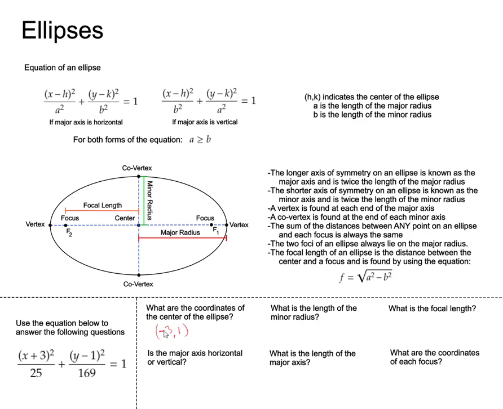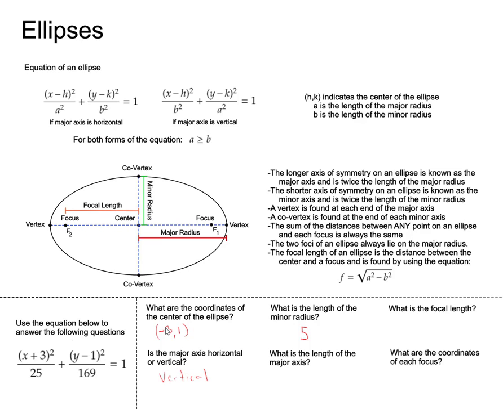Is the major axis horizontal or vertical? If we look at the two denominators for the first two terms, we see that 169 is going to be larger than 25. Since 169 appears under the y term, that means that the major axis is vertical. What is the length of the minor radius? Well, we know that b squared is equal to 25. So b is simply going to be the square root of 25, and that's going to be the length of the minor radius. So we get the length is 5.